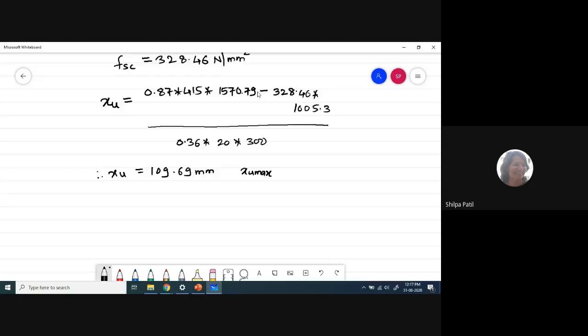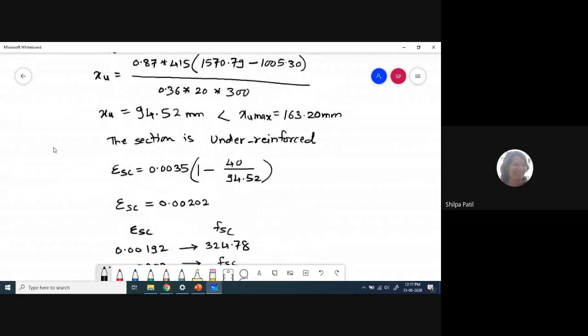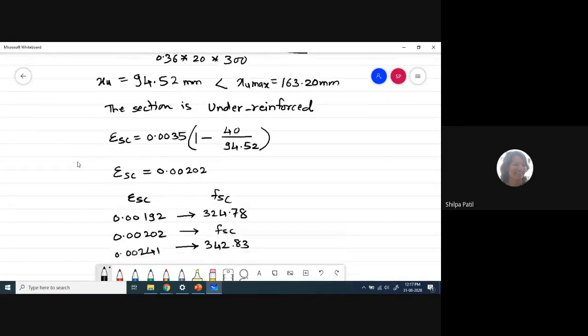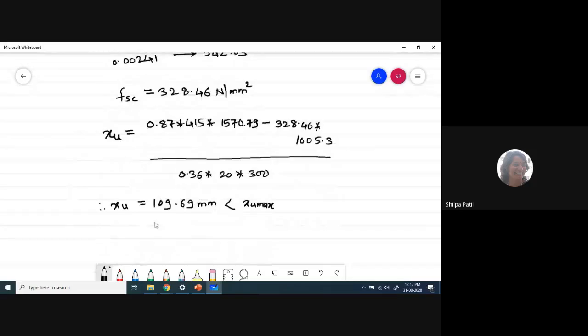XU max value is, what was the XU max value? It is 163.20. So this value is again coming less than XU max. Okay. Now for this XU value, if you compare with the earlier XU value, the first one, it is 94.52. And now we have got the new value 109.69.